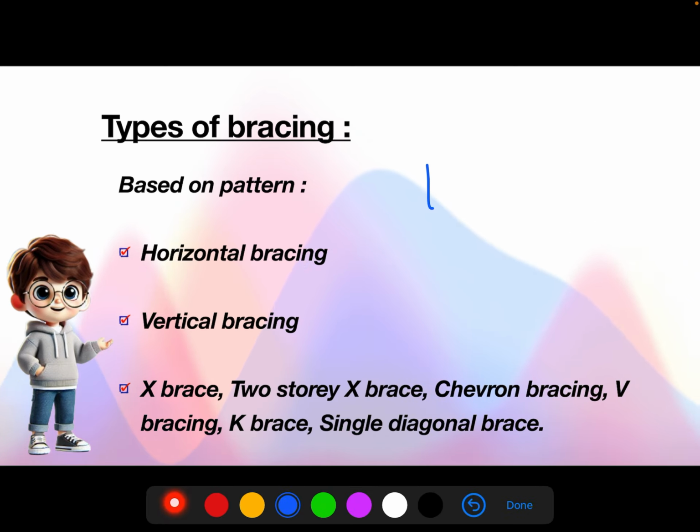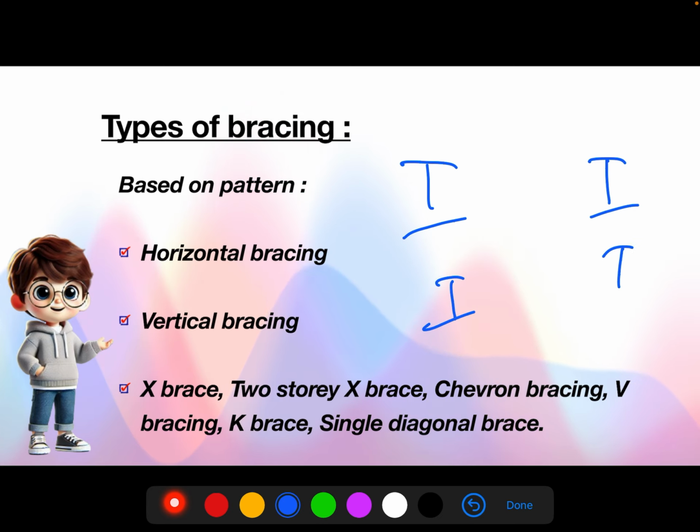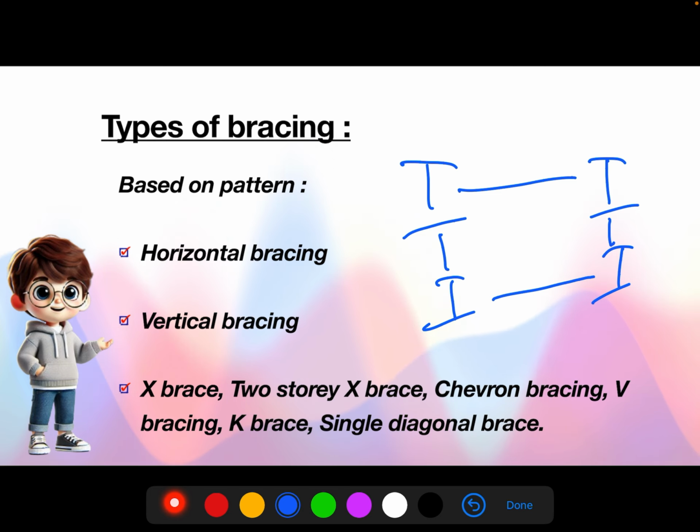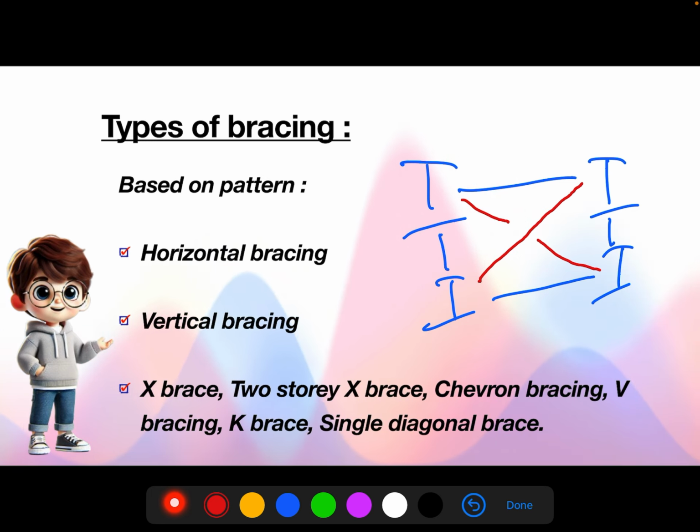Example, if you take these are the columns and these are the beams. This is a framing. In this framing plan, if there are bracings which can be seen from the plan view, that bracings we call it as horizontal bracing.